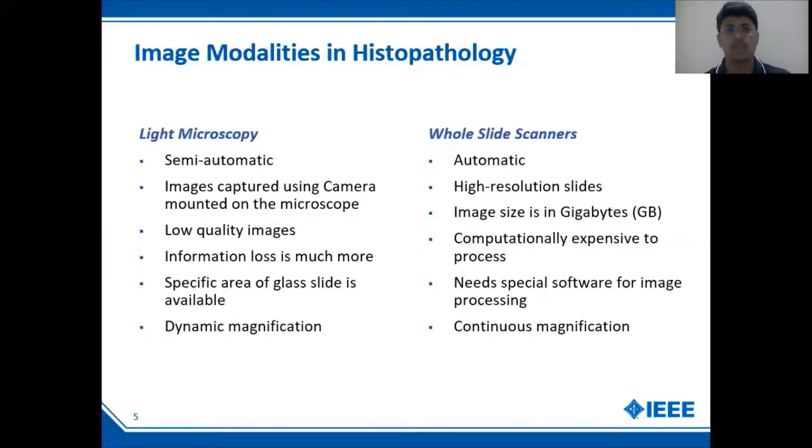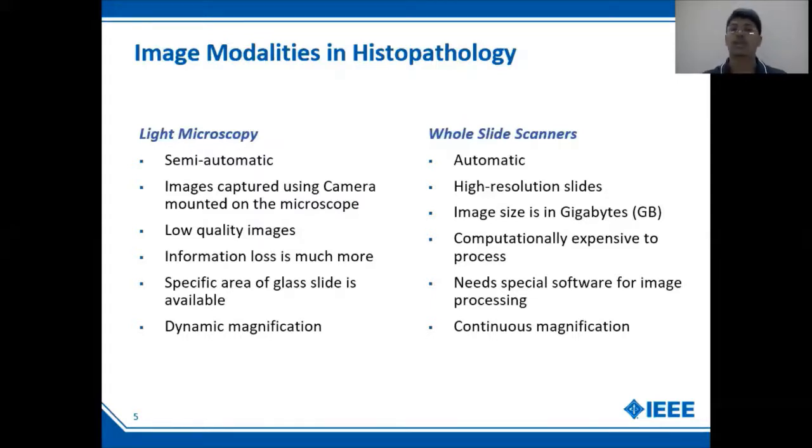The images coming from microscopes are low quality images. As a result, they are static images at the specific magnification in which a pathologist conducted the diagnosis of a particular glass slide. While for whole slide images, we have access to all the different magnifications because of the file format in which whole slide images are stored. Hence, we can see a tremendous amount of difference between the two modalities.